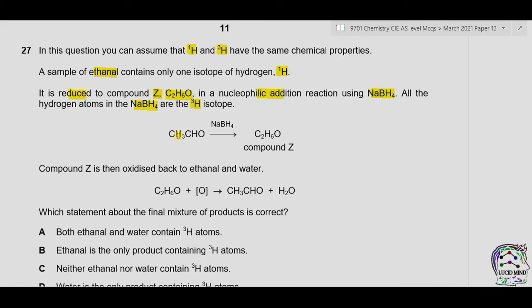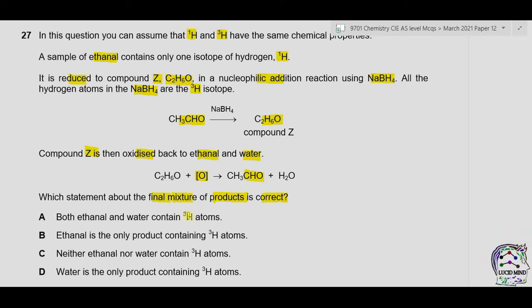This is the reaction. Aldehyde is converted into compound Z. Upon reduction, aldehyde converts into alcohol. Then compound Z is oxidized back to ethanal and water. Then oxidation of the primary alcohol takes place and it converts back into the aldehyde functional group and water. Which statement about the final mixture of products is correct? Now we have to find out which product consists of the tritium isotope of hydrogen.